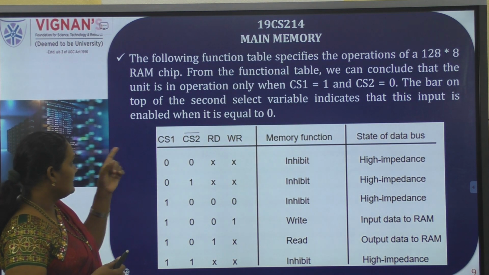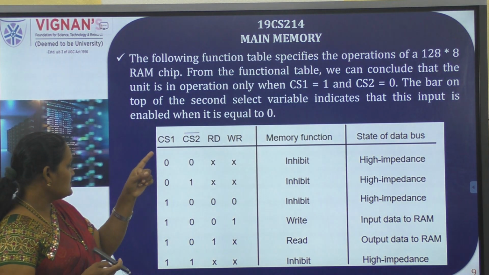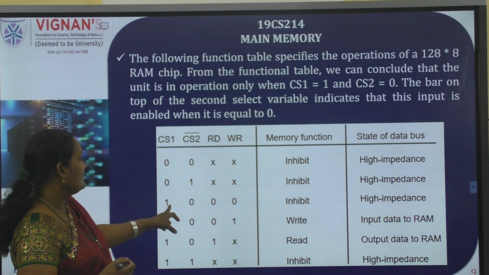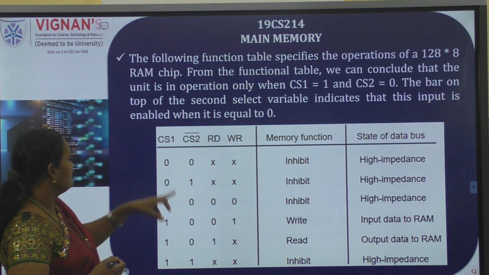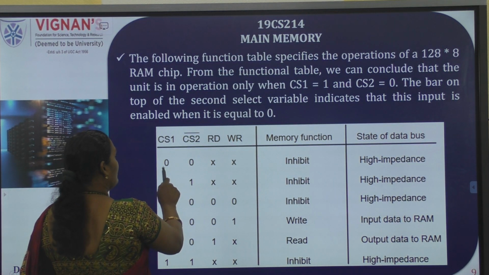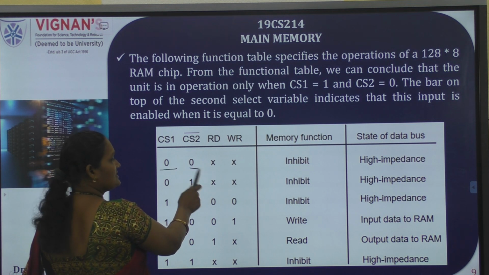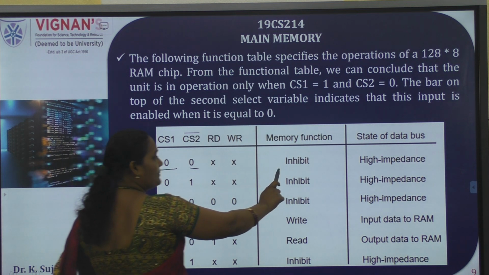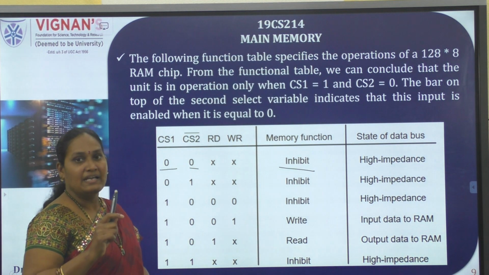Here CS1 and CS2 are two selection inputs. If these two selection inputs have the values 1 and 0, that is, CS1 is 1 and CS2 is 0, then only it indicates an operation. Let us see how it happens. If both CS1 and CS2 are 0, 0, whether it is read control or write control, the memory function is inhibited. That is, it is in high impedance state. That is, it cannot transfer any data.